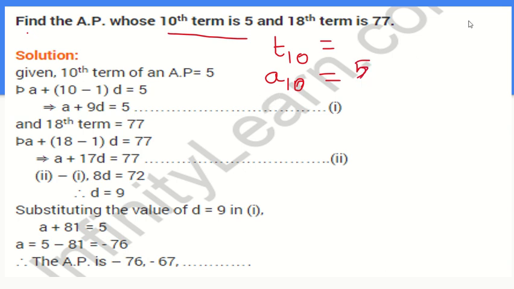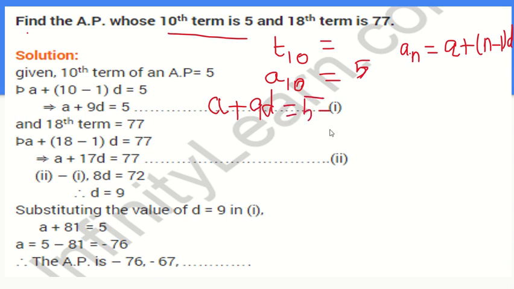But as per the formula, what do we know as An? An is nothing but a plus n minus 1 into d. So what is A10? We don't know a. So what we will get here is a plus, for the 10th term, 10 minus 1 is 9, so 9d equal to 5. This is equation 1.